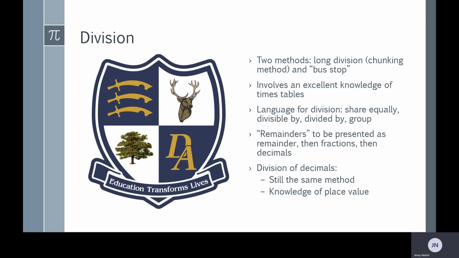The language for division that they will come across will be share, equally, divisible by, divided by, groups of. Again, within Year 4, we look at remainders, and these can be presented as fractions or decimals. When we're dividing a number with two decimal places, for example, we still use the same method. Knowledge of place value is very important as well.